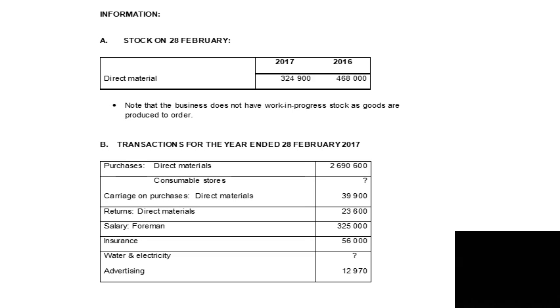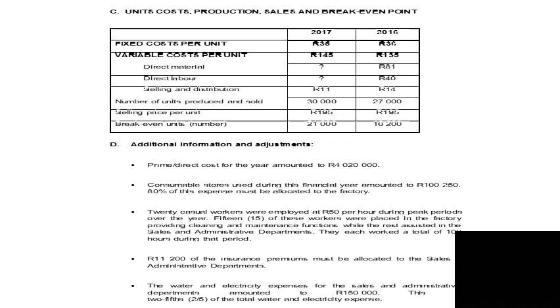This advertising, you are going to notice that it is not part of the three notes that we are preparing. So it is the examiner's duty to make the question tricky by including some information which must be excluded. So we need to know which expenses belong to which department. That part was very important. Now, let's check information C. Unit cost, production, sales, and break-even point. This part is not going to affect us for this particular activity.